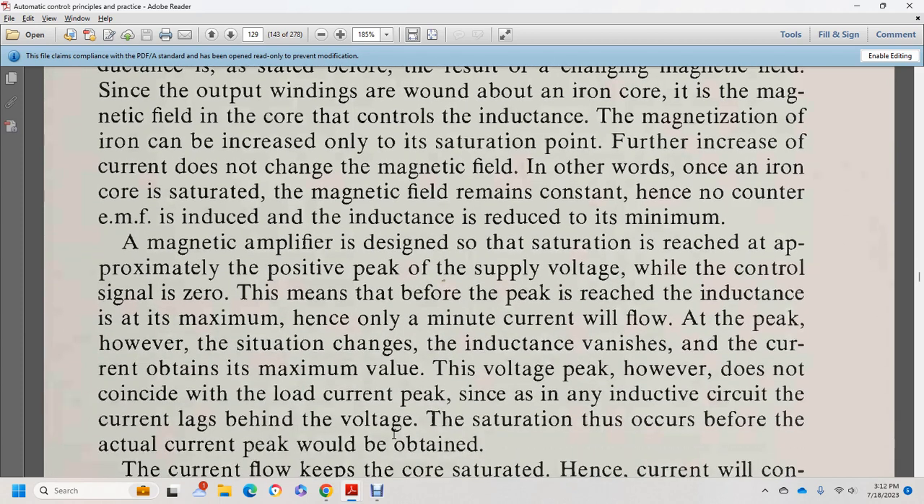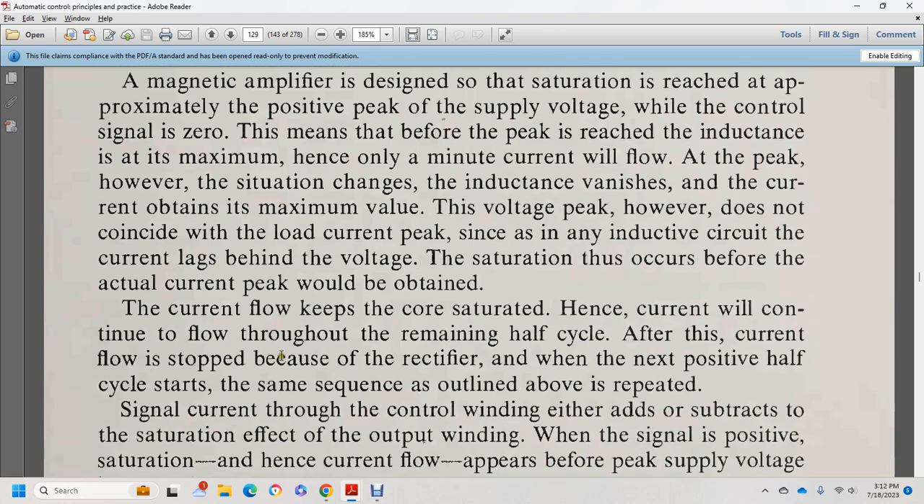Magnetic amplifiers are designed with saturation reached at approximately the positive peak of the supply voltage. While the control signal is zero, the peak of the supply voltage is reached with the inductance at a maximum, hence only a minimum of current will flow. At the peak, however, the situation changes and the inductance vanishes, so the current obtained is the maximum value for the voltage peak. However, it does not coincide with the low current peak of the inductive circuit. Current lags the voltage, and saturation occurs before the actual current peak would be obtained. Current flow keeps the core saturated, hence the current will continue to flow through the remaining half cycle, after which the current will stop because of the rectifier, and the next positive half cycle starts with the same sequence outlined above.